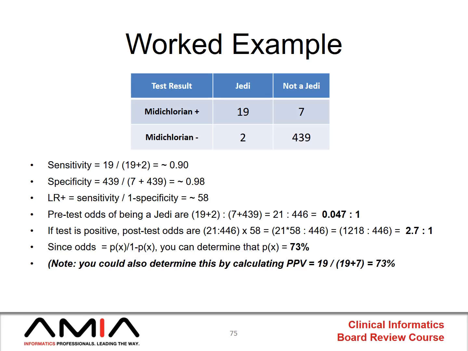Okay? What that means is that if I know my pre-test odds of being a Jedi and I multiply it by 58, I'll get the post-test odds of being a Jedi. The pre-test odds of being a Jedi in this example are 21 out of 446, and that's basically the ratio of the left column and the right column.